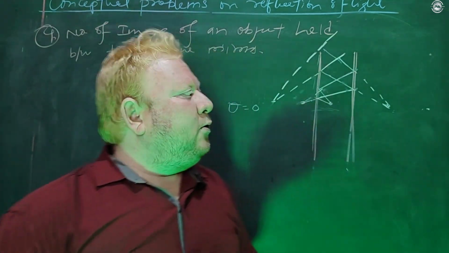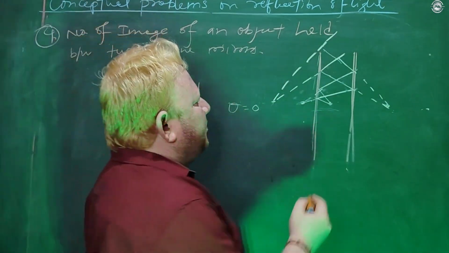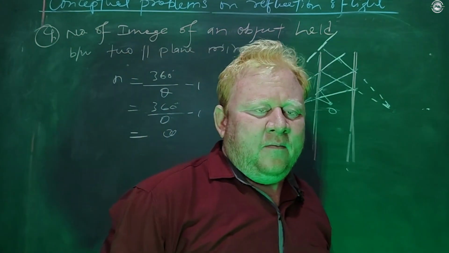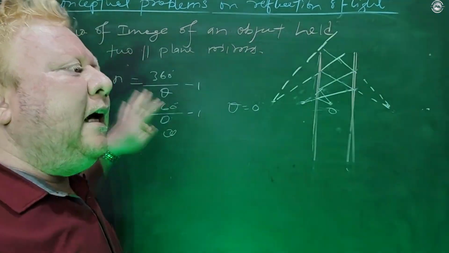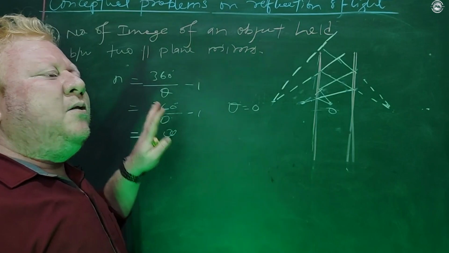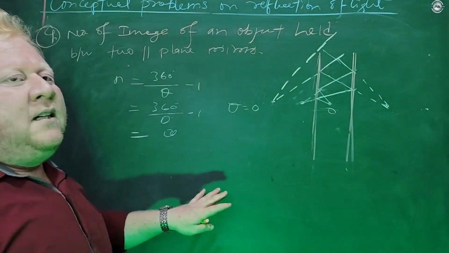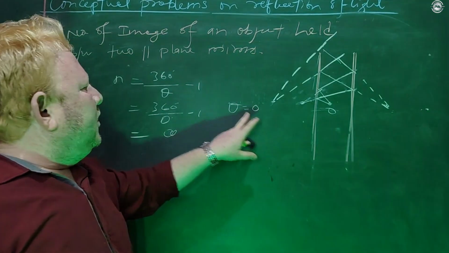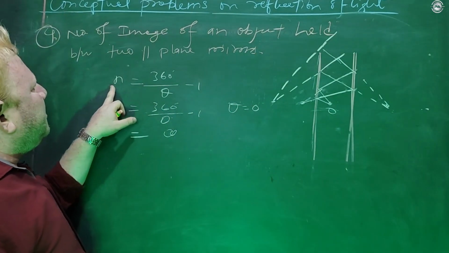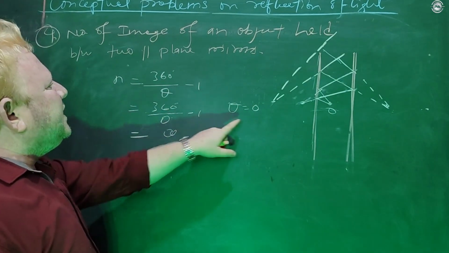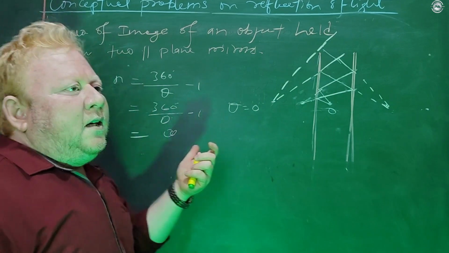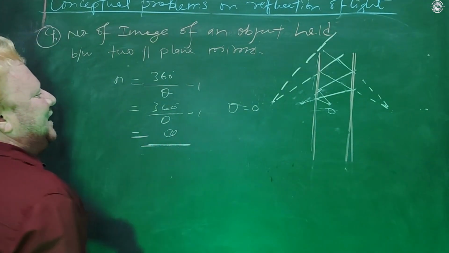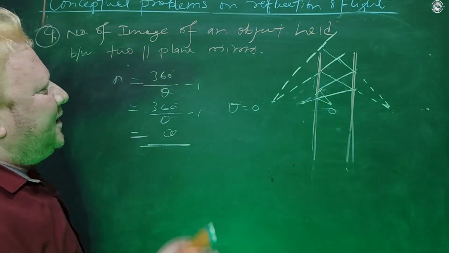All right. So when the object is placed, an infinite number of images are being formed. You can see here n, whether n is odd or even, depending on that we find it, but here theta will be 0. So you can use this equation: n equals 360 by theta minus 1. Already it is coming to infinity, so whether you add or subtract, the outcome will be infinity. All right? Thank you so much.